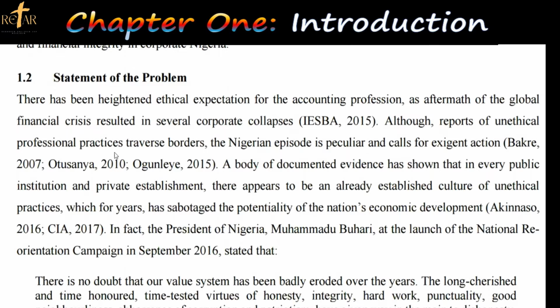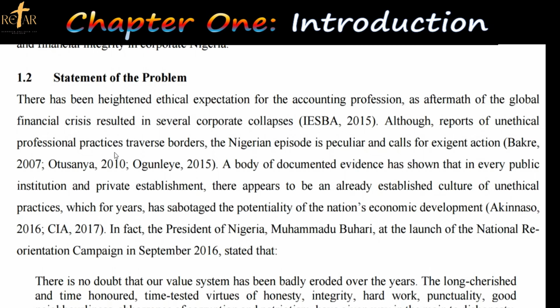Although reports of unethical professional practices transverse borders, that is, they go beyond borders, the Nigerian episode is peculiar and calls for exigent action. And you could see the citation there. People that have also expressed the same view, people of the same opinion, at different years, have expressed the same opinion: Bakri 2007, Otusonya 2010, Oguleye 2015.